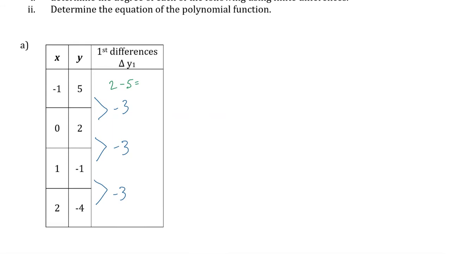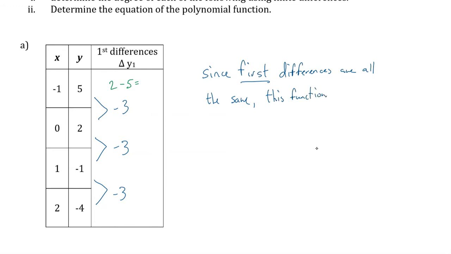What can we conclude, or what do you notice about the first differences? Yeah, they're all the same. The first differences are all the same. In other words, the pattern is going down by the same amount every time. And notice that the x's are also changing by the same amount every time. And what we can conclude from that is that this function is linear. It's degree 1. So since first differences are all the same, this function is linear.